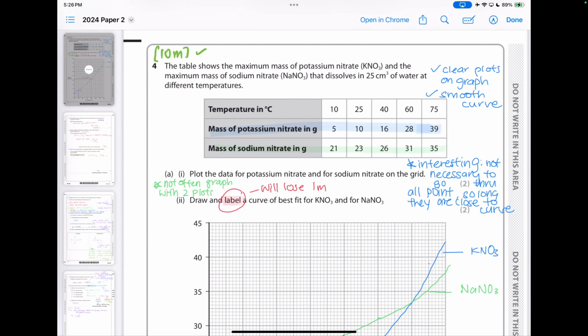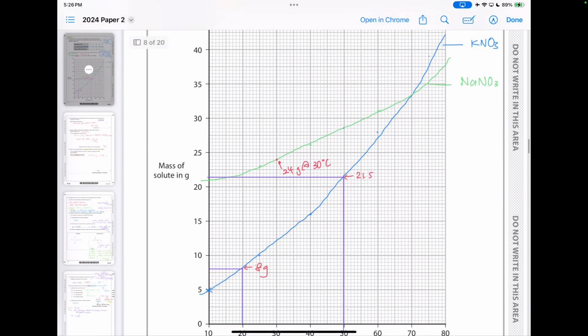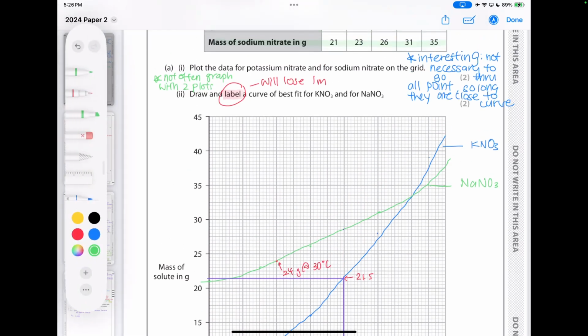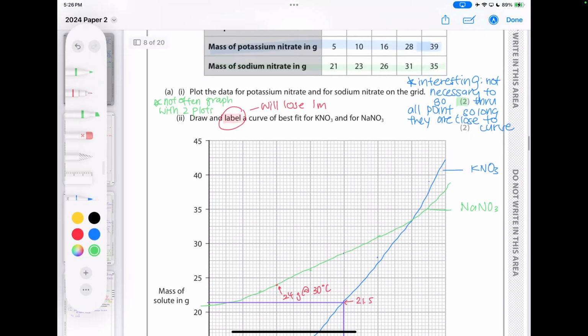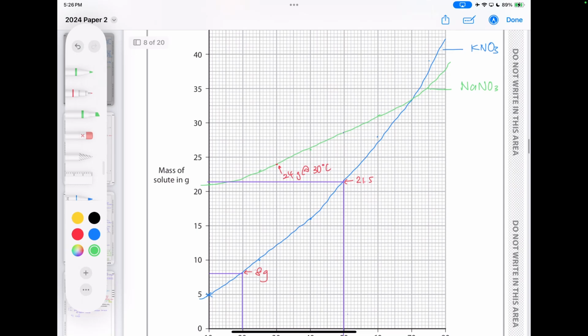One is potassium nitrate and the other one is sodium nitrate. One is in blue and one is in green. If you were to follow the plots, you will end up with something like this. If you were to break down the marks again, this is how you're going to get the first 2 marks. You need to follow as closely as you can to the tables and the values. Then you will plot it out like this.